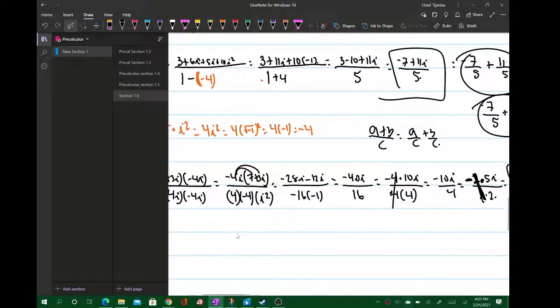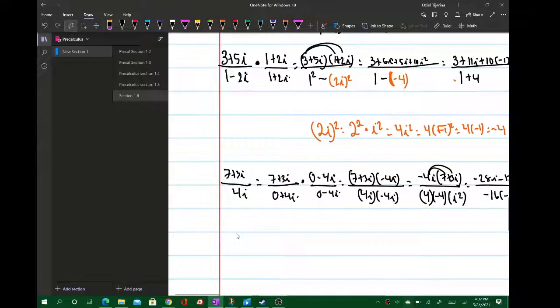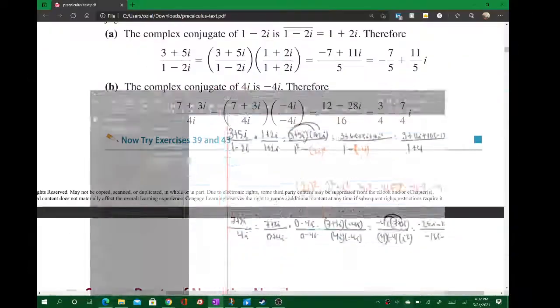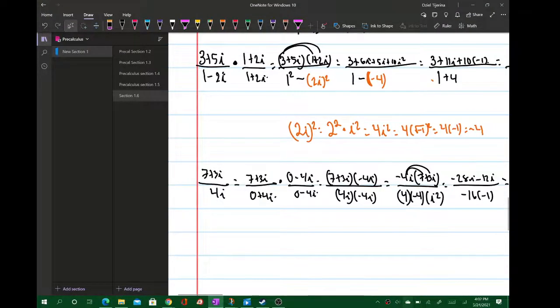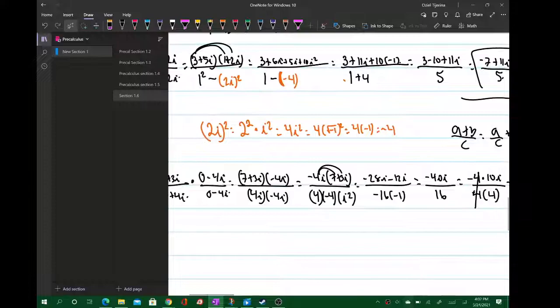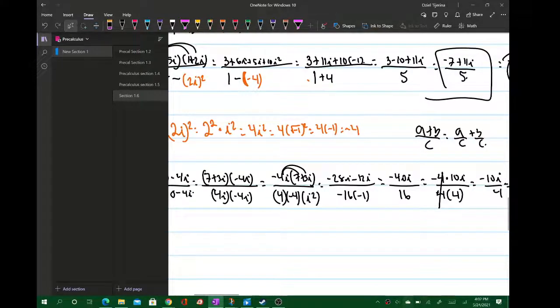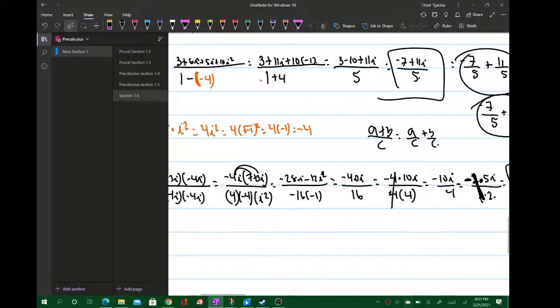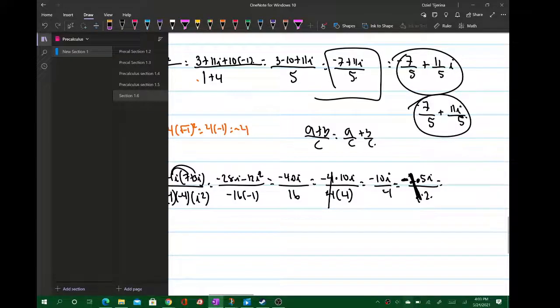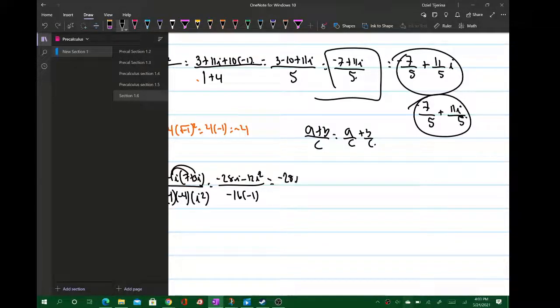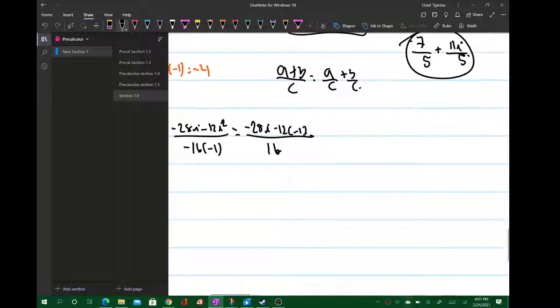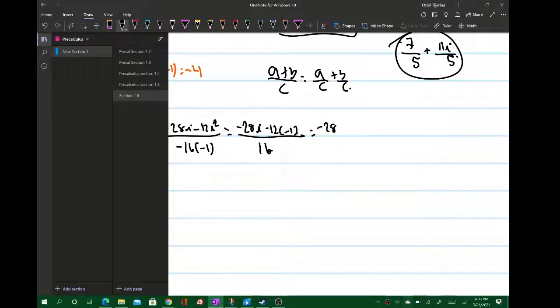Let me see something really quick, hold on. So 7 plus 3i over 4i. I feel like I did something wrong here. Negative 28i minus 12. Oh, 12i squared. My bad. That's what I did wrong. Oops. Sorry, guys. 12i squared. So it's negative 28i minus 12 times negative 1 over 16. So then this is going to be equal to negative 28i plus 12 over 16.